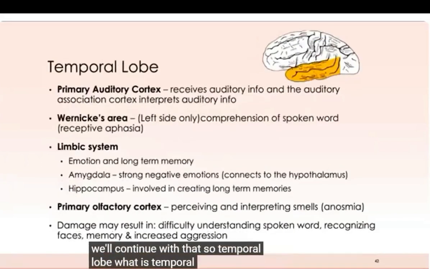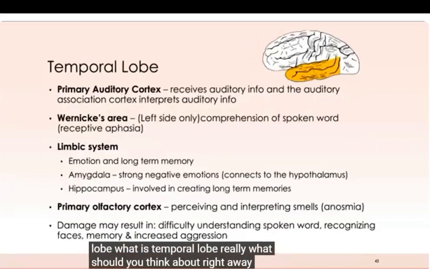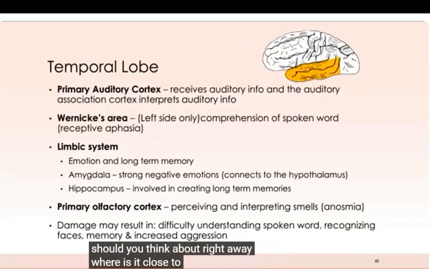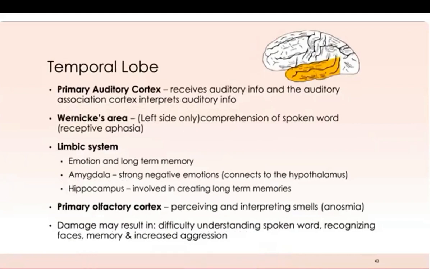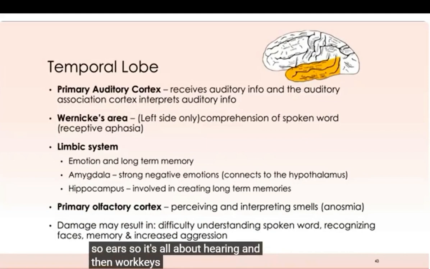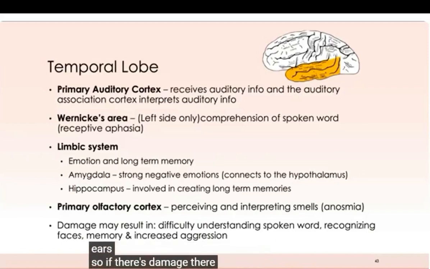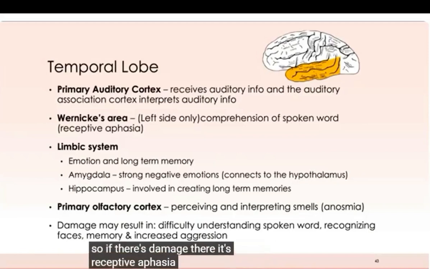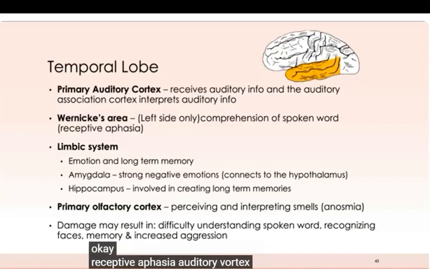So temporal lobe, what is temporal lobe? Really, what should you think about right away? Where is it close to? Ears. Ears, very good. So it's all about hearing. And then Wernicke's area is located here. You're receiving information in your ears. So if there's damage there, it's receptive aphasia, difficulty understanding what you're hearing. Receptive aphasia, auditory cortex is in here.